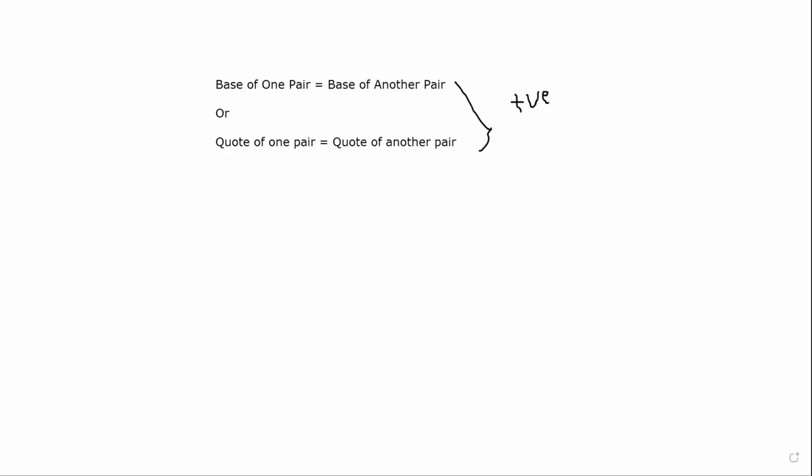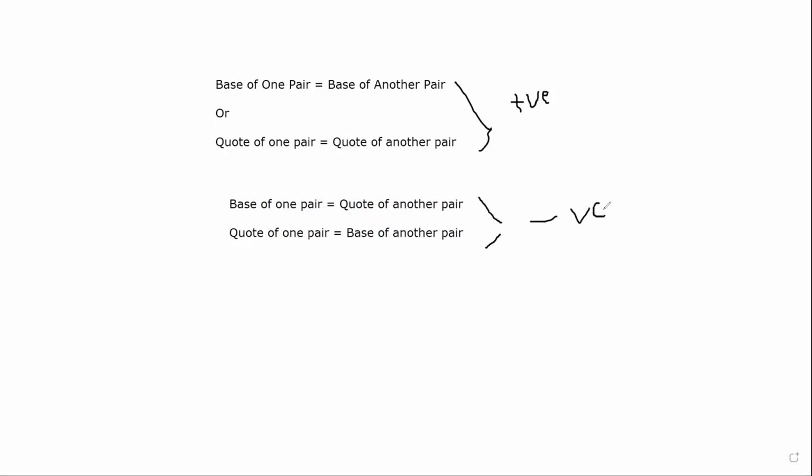Okay. All right. In the same way, when the base of one pair is equal to the quote of another pair, or when the quote of one pair is equal to the base of another pair, then in such a situation, we're going to have a negative correlation. Okay, that's what this document explains.